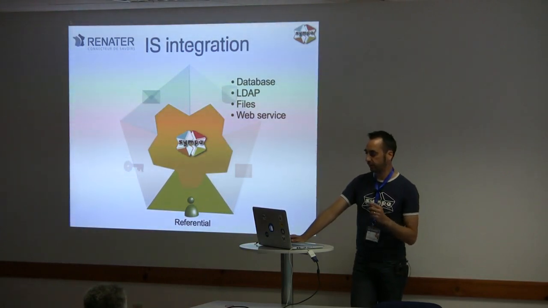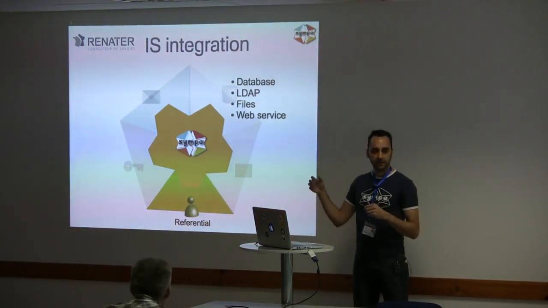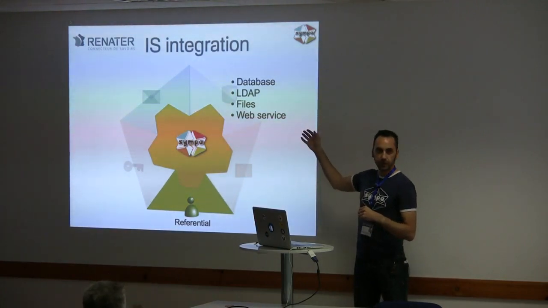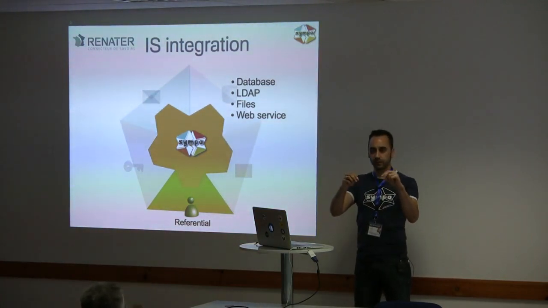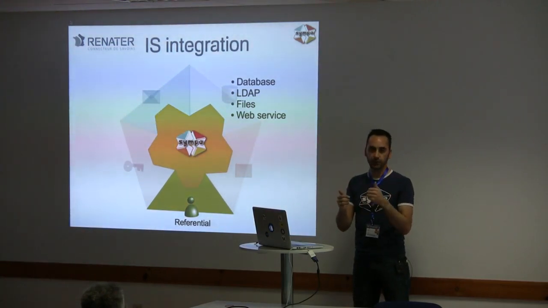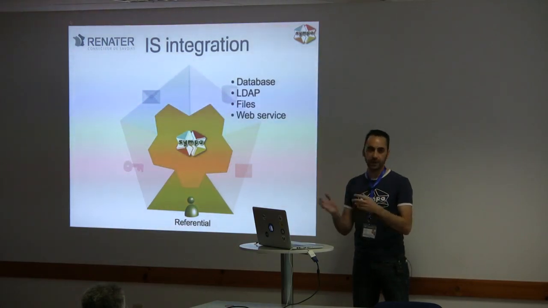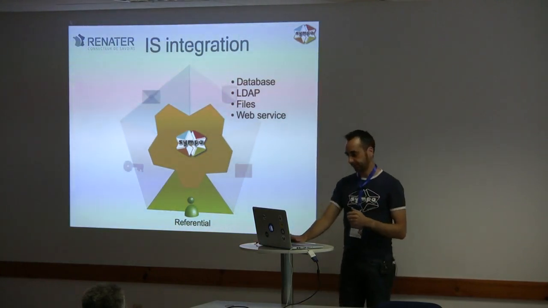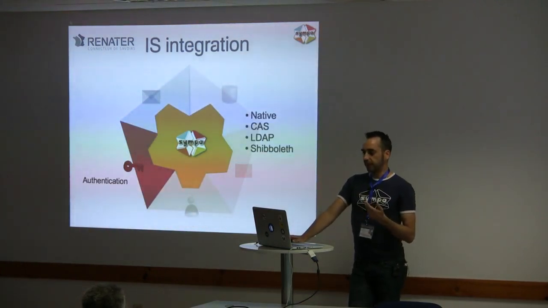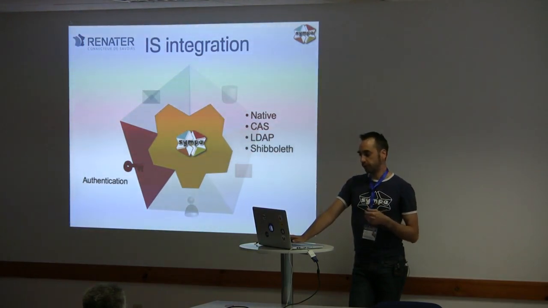About the referentials, that's the interesting part, I think. These are all the resources you can use to populate a mailing list, to create the subscribers in a mailing list automatically. You can use a relational database, you can use LDAP, you can use a file, you can use a web service as long as it returns plain text. All this will be used to synchronize mailing lists with external data sources. Authentication: Sympa has a native authentication system with an email address and password. It can be plugged also to CAS, to an LDAP authentication system, and to Shibboleth.